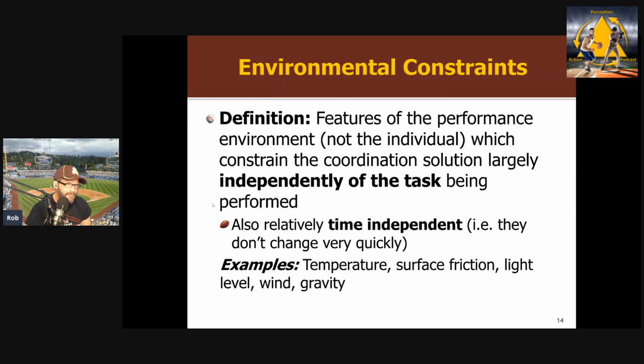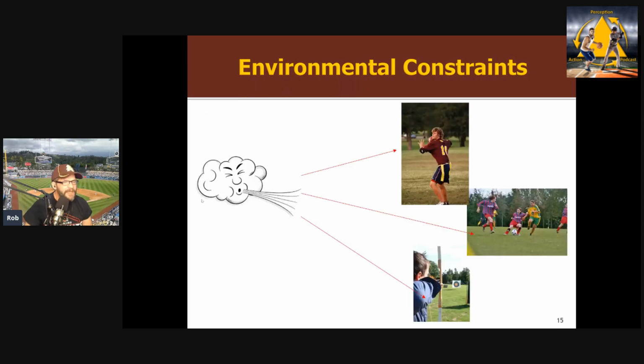Classic examples of environmental constraints are things like the temperature, the surface friction, whether you're playing on a dry field or a muddy field, how bright it is out, wind, gravity, etc. There's lots and lots of different things. But let me use an example to illustrate this idea of independence. Imagine you're at a park, and I'm going to use this example again in a second in a different way. You walk up to a park and people are playing football, soccer, baseball, tennis, archery. They're playing all these different sports.